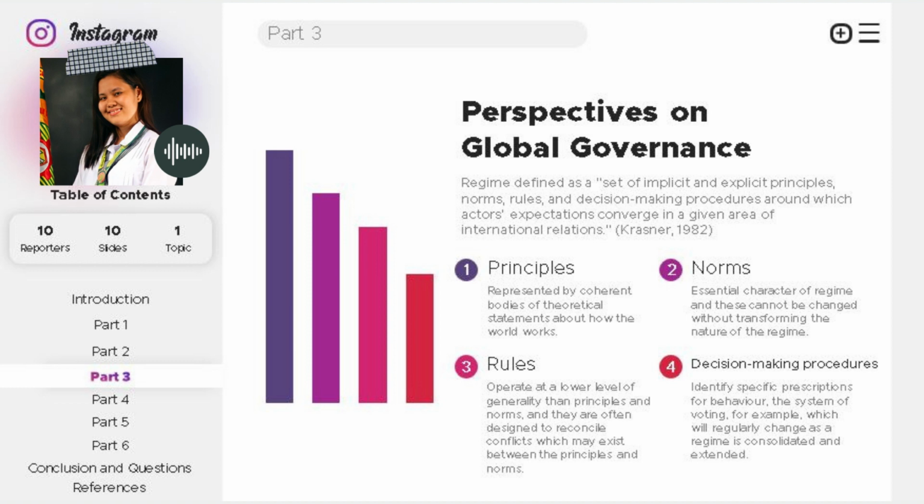Next is rules. It is usually used in third world states. It is designed to resolve conflicts that might be happening or existing between principles and norms. Last one is decision-making procedures. It is a series of steps taken by an individual to determine the best option or course of action to meet their needs. Seek information about different possible decisions and their likely effects.